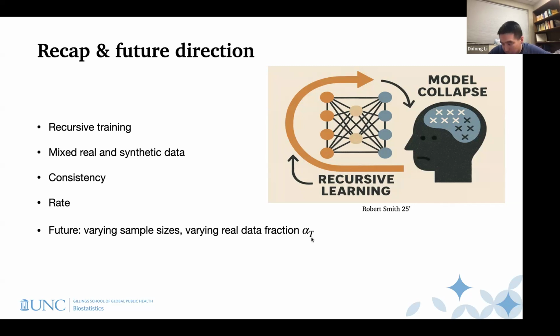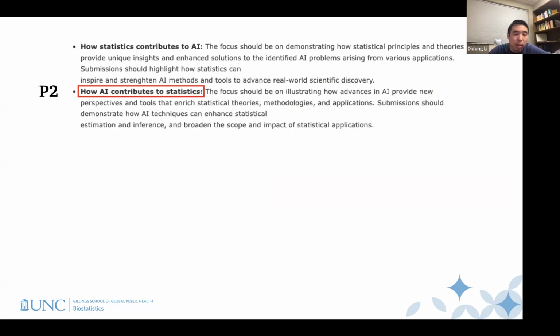So that's all I want to talk about for the first part, which is more like the theoretical aspect. Then let's move on to the second topic. As I promised, this is the second type of paper or work the AI special issue is interested in, that is how to use AI to help with statistics.